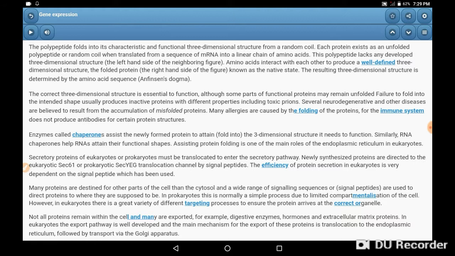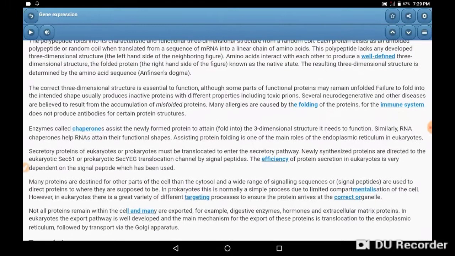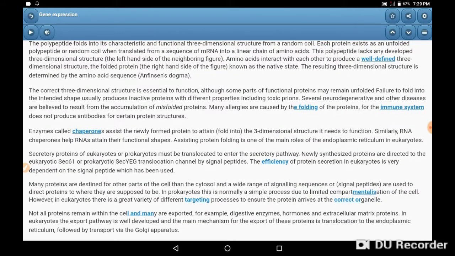The resulting three-dimensional structure is determined by the amino acid sequence, Anfinsen's dogma. The correct three-dimensional structure is essential to function. Although some parts of functional proteins may remain unfolded, failure to fold into the intended shape usually produces inactive proteins with different properties, including toxic prions. Several neurodegenerative and other diseases are believed to result from the accumulation of misfolded proteins.